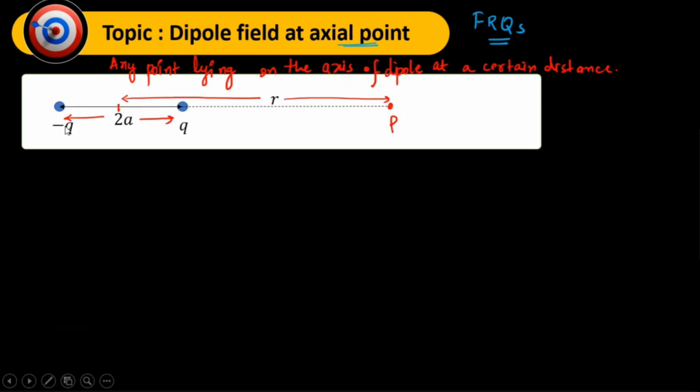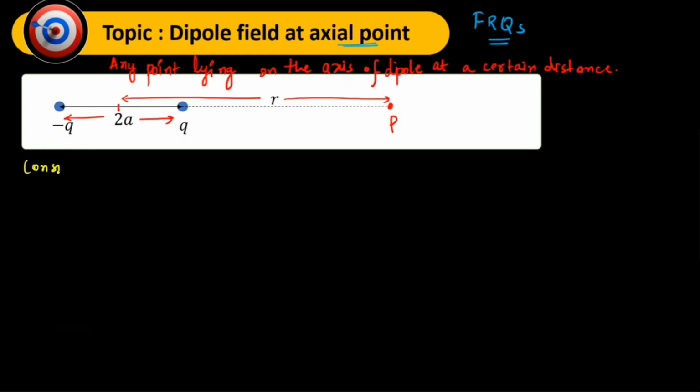Now, why do we take 2a? I already told you, to make the derivation easy. We can take L, we can take R, we can take A, but if we are taking 2a, 2L, 2R, it will help us to solve the derivation quite easily. So, from the midpoint of the dipole, we have taken distance r. Why? You'll understand it soon. So, if this question is asked in FRQ, you have to explain the configuration also: whatever you have assumed, what the distances are, and all the other aspects.